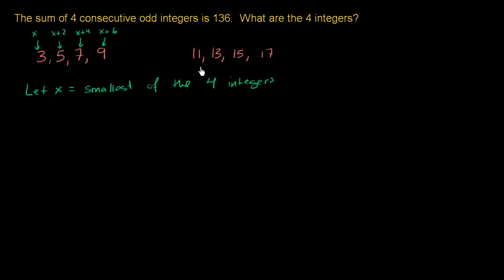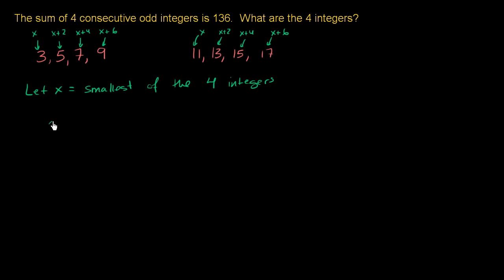And you see that again right over here. If this was x, then this is x plus 2, this is x plus 4, and this is x plus 6. So in general, if x is the smallest of the integers, we can define the other three as x plus 2, x plus 4, and x plus 6. And so let's take the sum of them and set that equal to 136 and then solve for x.